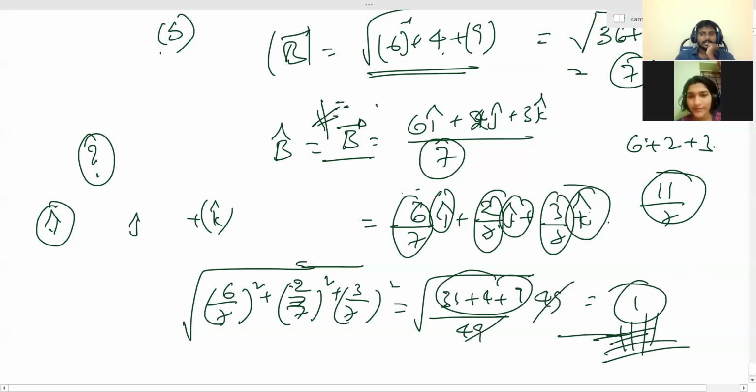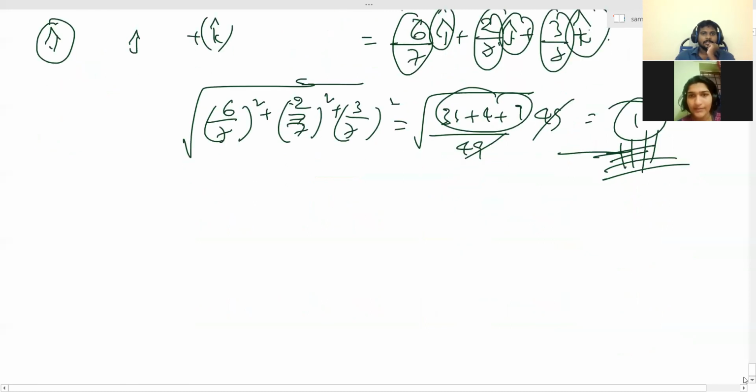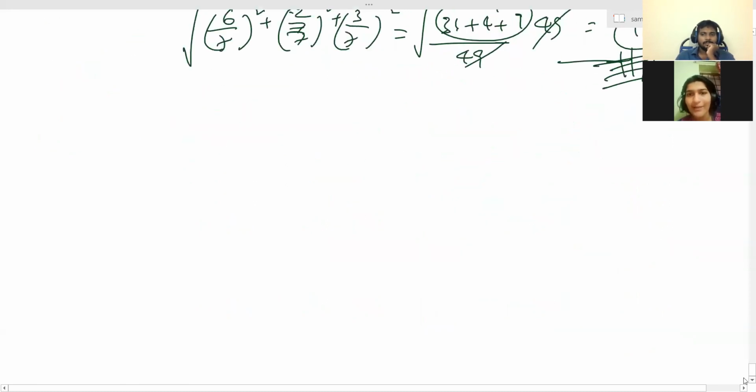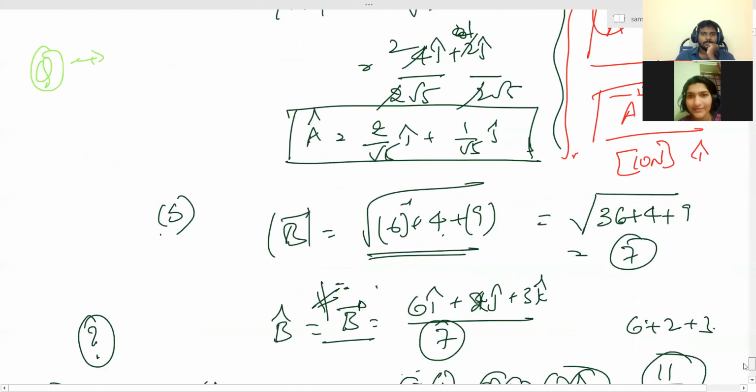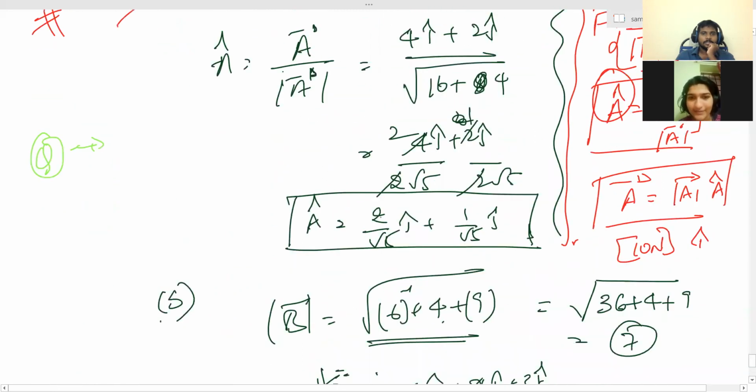Did you get it, Tirtha? Yes, sir. So can you show me that A? One second. Here also, write 2 by root 5 i cap is there, 1 by root 5 j cap is there. I did not add 2 plus 1, 3 by root 5. Yes, sir. You got it? Yes, sir.